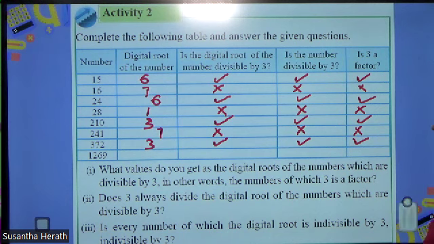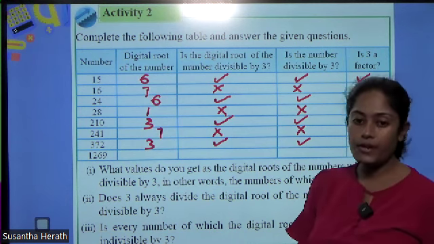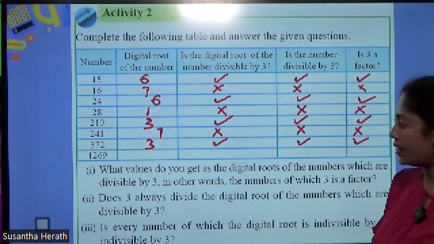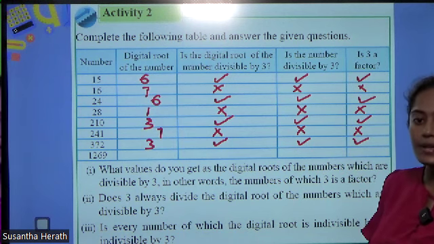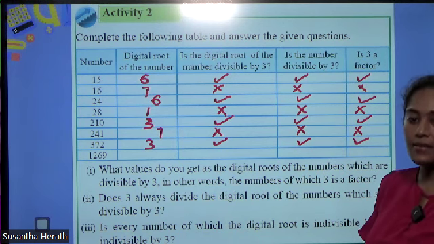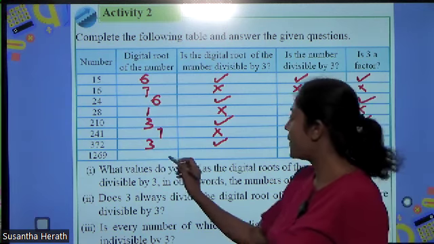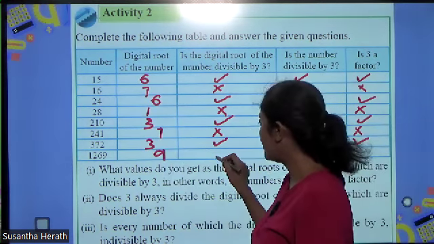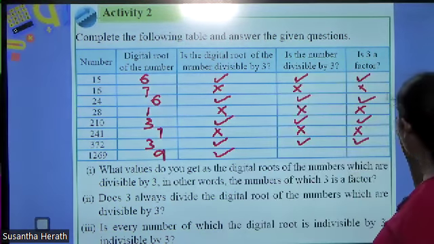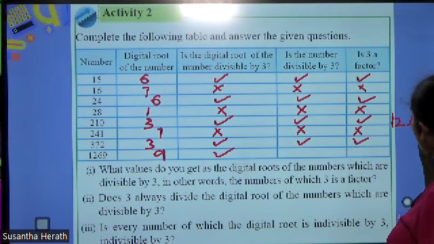Then the last one, 1269. 1 plus 2, 3. 3 plus 6, 9. Then 9 plus 9, 18. 18 means 1 plus 8, again 9. Then 9 we can divide by 3. Then we'll check whether the number we can divide by 3.